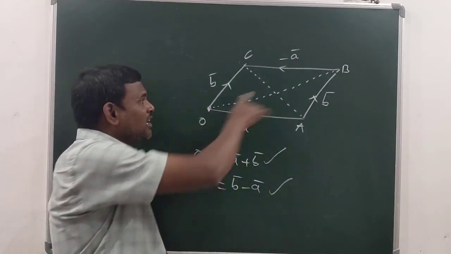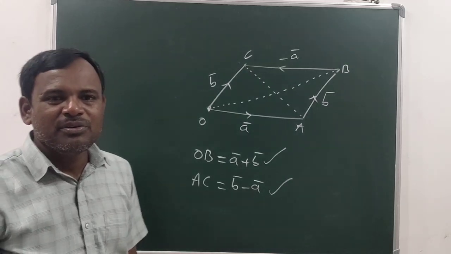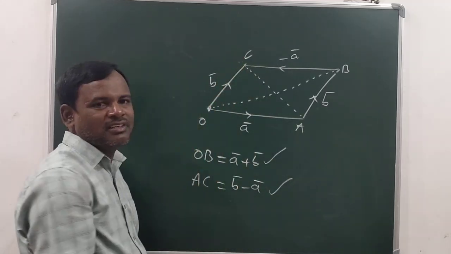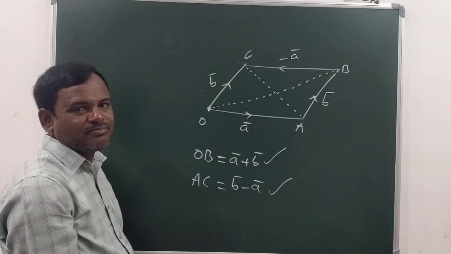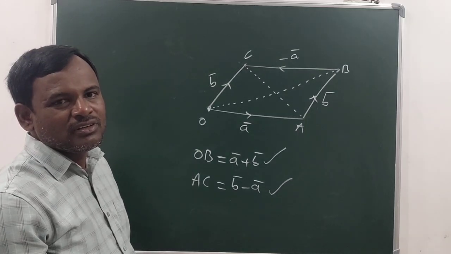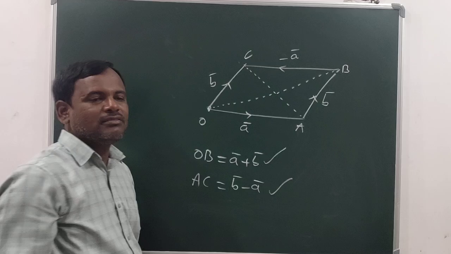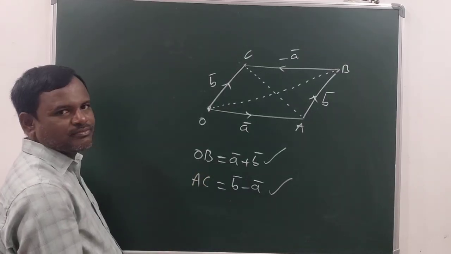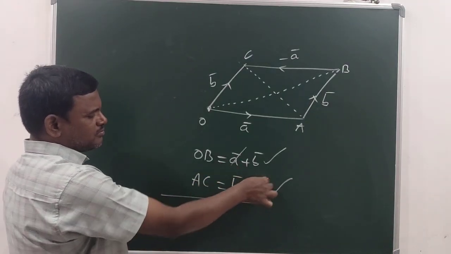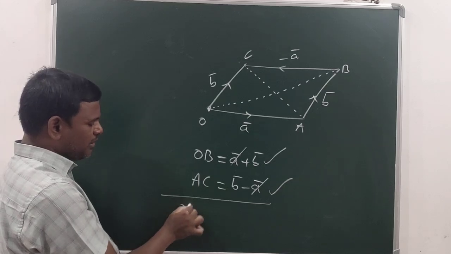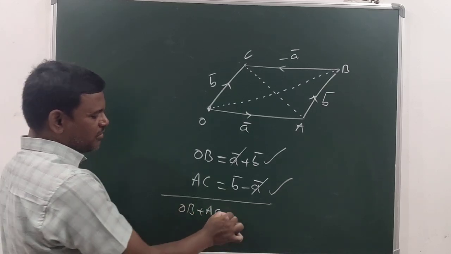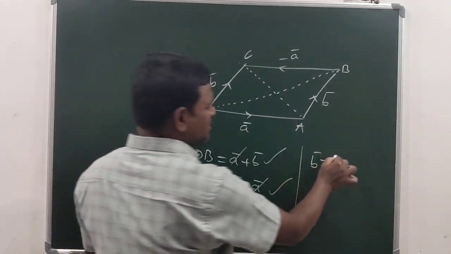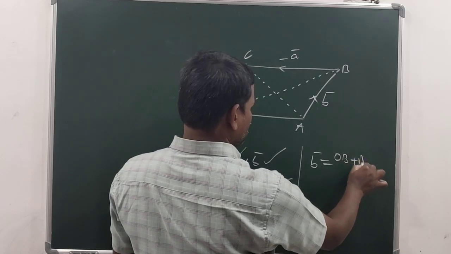And sometimes diagonal vectors will be given to you and they will ask you to find the side vectors. Sides means OA and AC you would have to find. In such a case, simply you have to solve it. So if you add them, both of them cancel. So what do you get? OB plus AC, which is equal to 2B bar. Now B bar is equal to OB plus AC by 2.